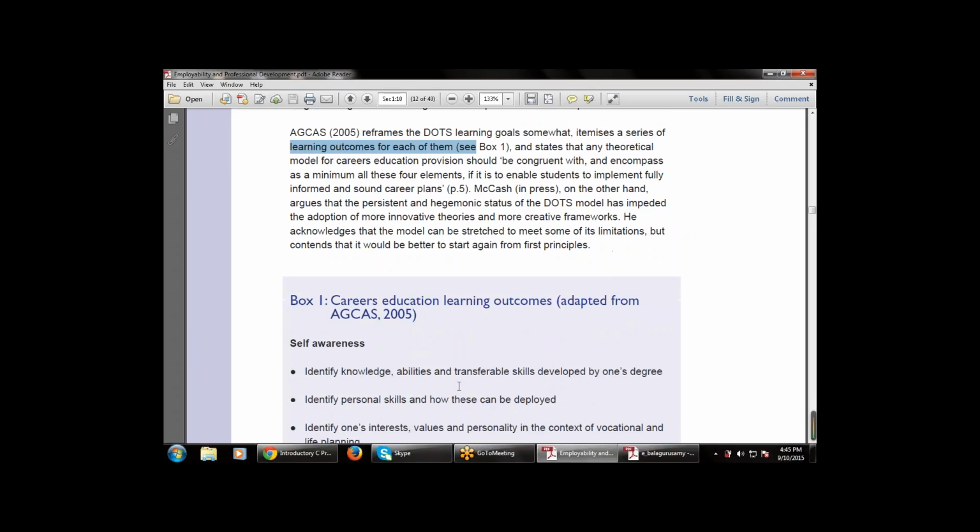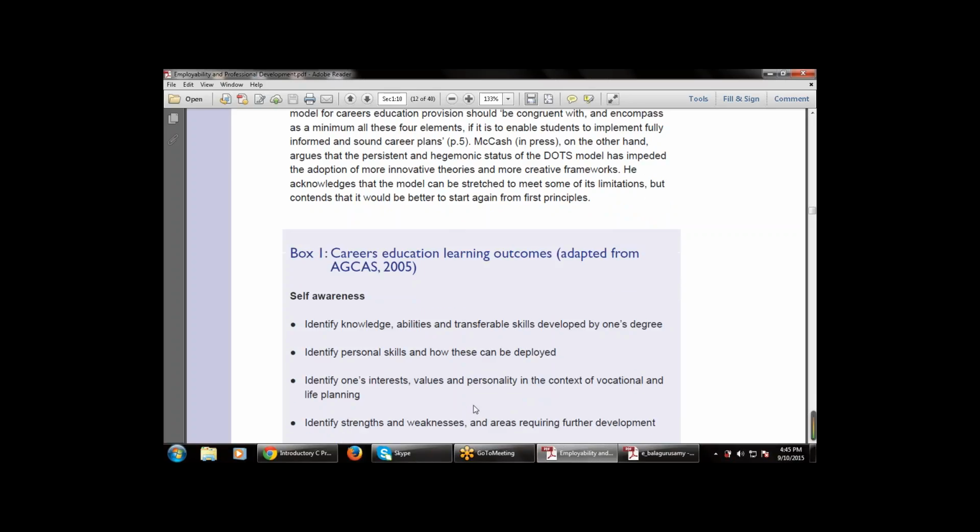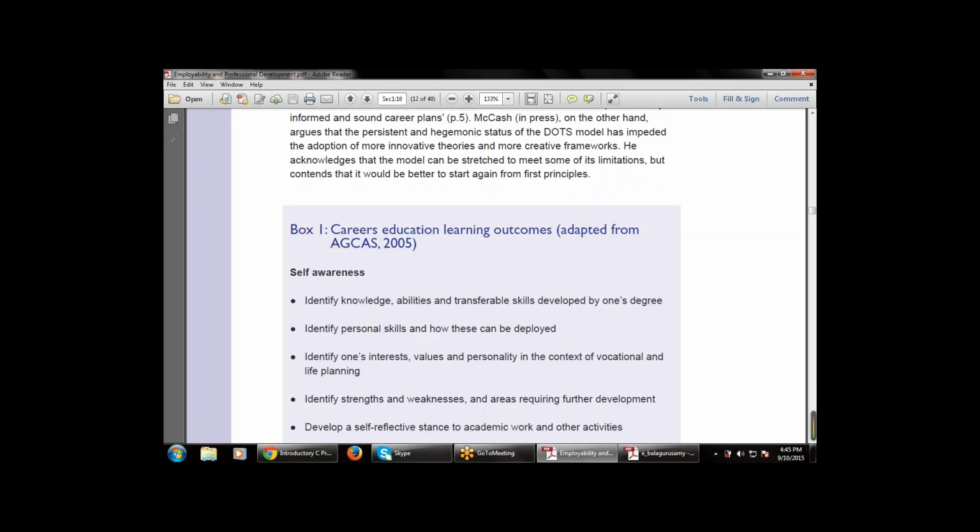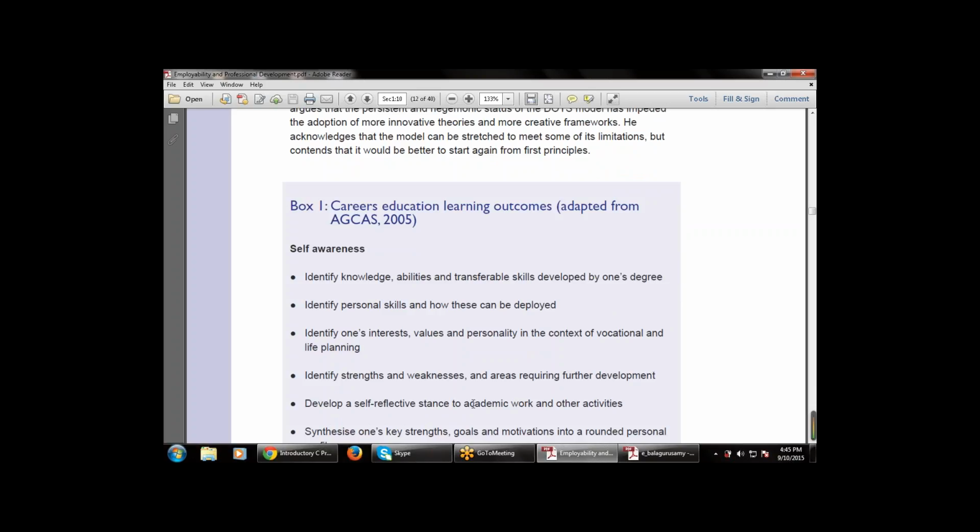Then identify the personal skills and how these can be deployed, that is, how they can get employed. Then identify one's interests, values, and personality in the context of vocational and life learning. That is how to develop the skills and how to manage them, how to develop one's interests, values, and personality in the context of vocational learning or life planning, that is used for career development.